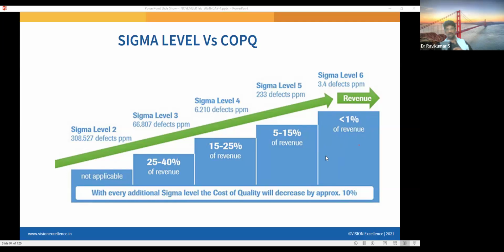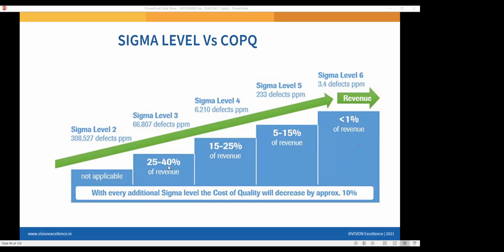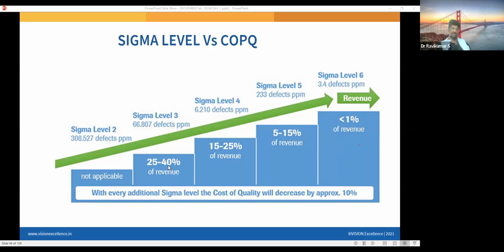Got it, Nataraj? So you can see this is the highest bar. It goes to the highest level because the cost of poor quality is less than 1% only. Normally you would get 60% of revenue, but since you followed the Six Sigma process methodology, your cost of poor quality comes down to less than 1%. So the remaining 99% goes to your profit. This building is your profit.